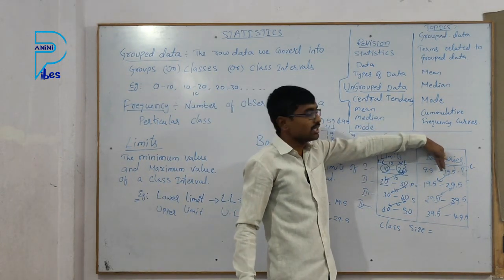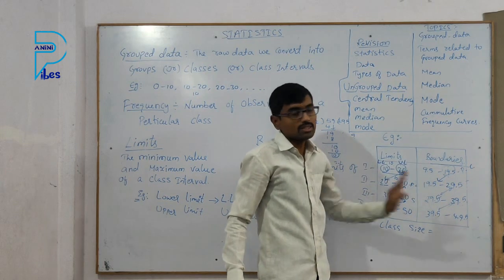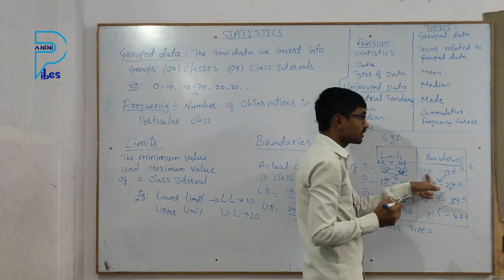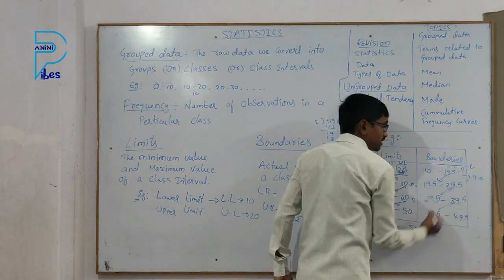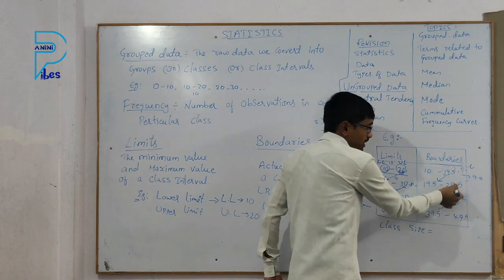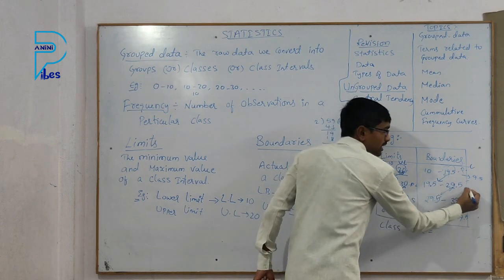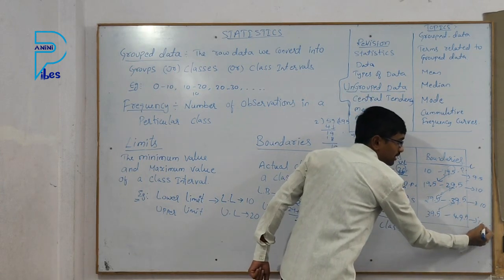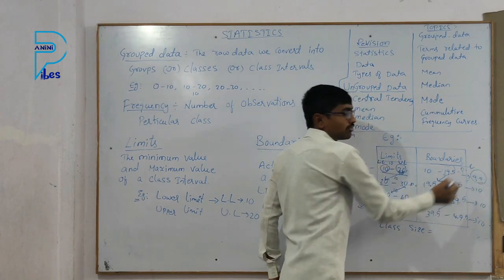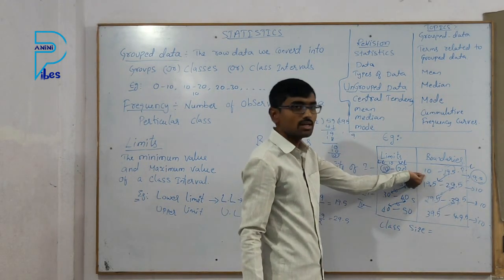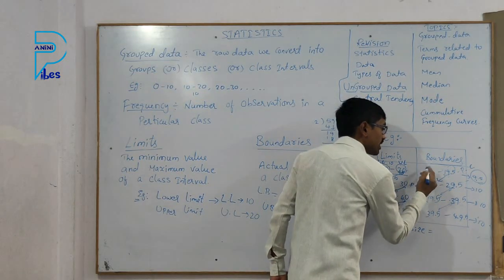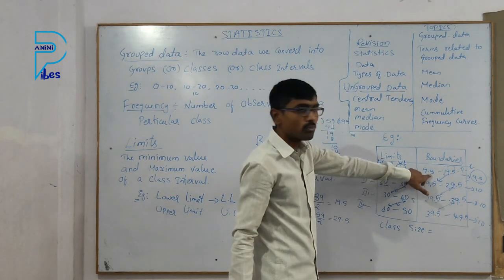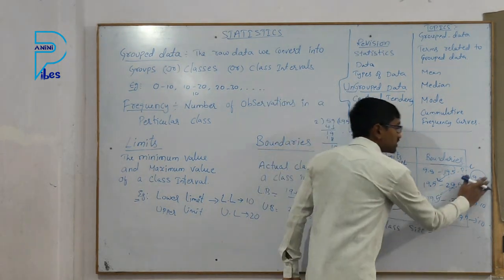After converting into boundary, here also the common differences should be the same. If I take 10 here, 19.5 minus 10, I will be getting 9.5. And here if I subtract 29.5 minus 19.5, I will be getting 10. Here also I will be getting 10. Here also I will be getting 10. But as in the first one I am not getting the same, so I have to remove 0.5 to make the common difference the same.